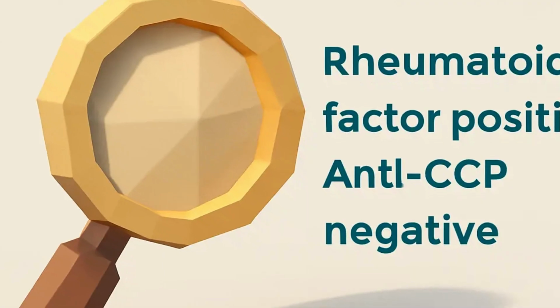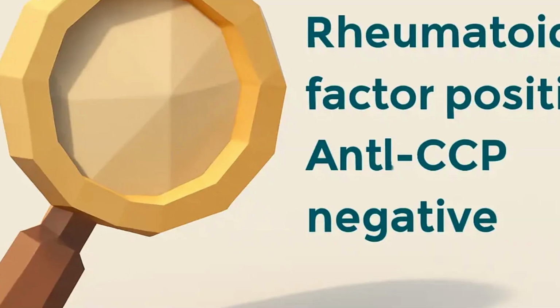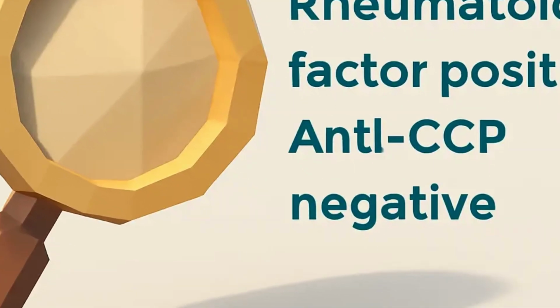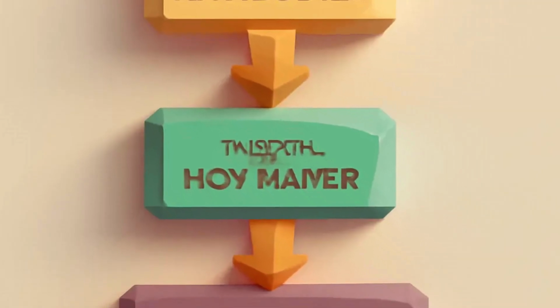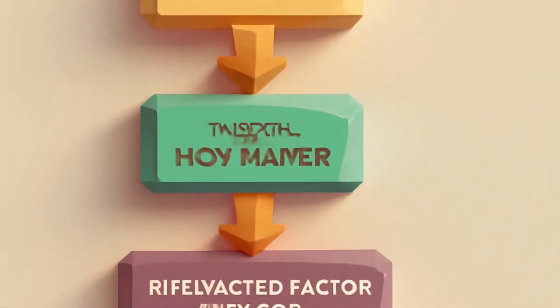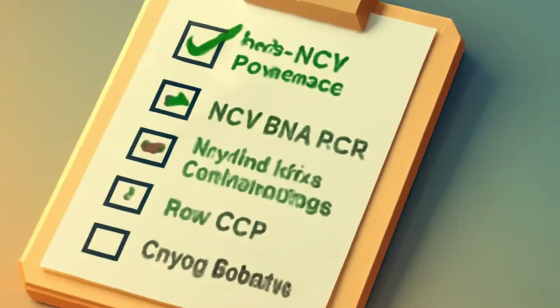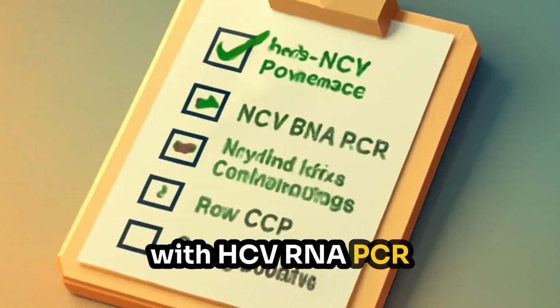Here's your clinical clue. Many of these patients are rheumatoid factor positive but anti-CCP negative. That serologic pattern should raise suspicion for HCV. Let's talk about the diagnostic workup. Start with anti-HCV antibodies and confirm with HCV RNA PCR.